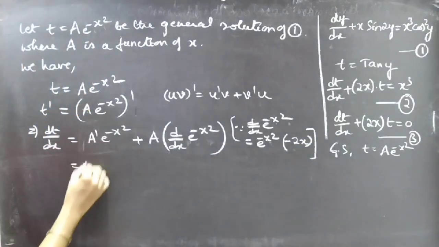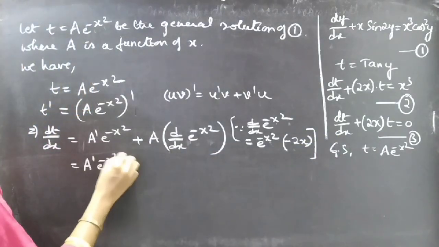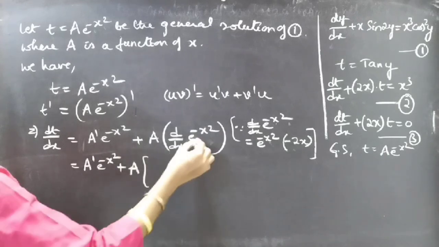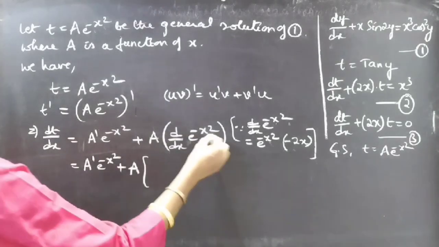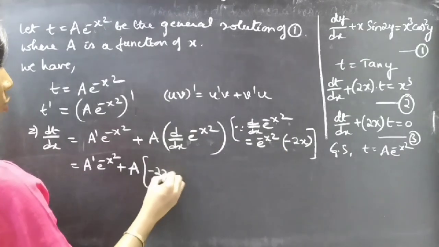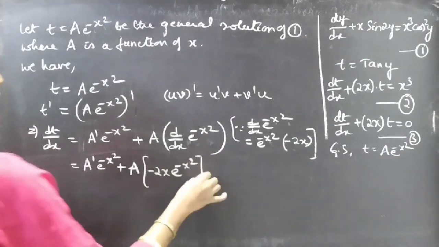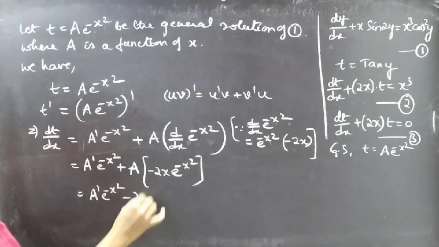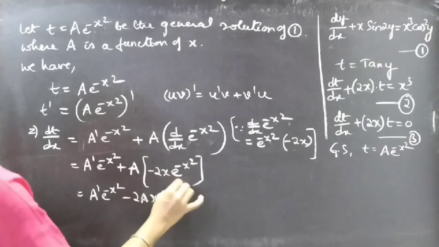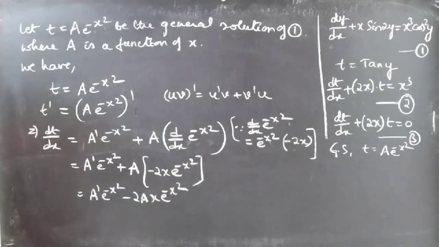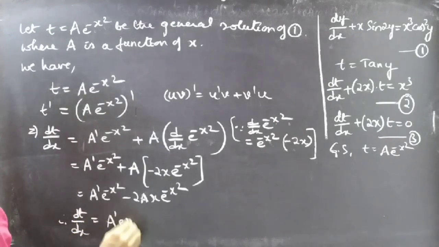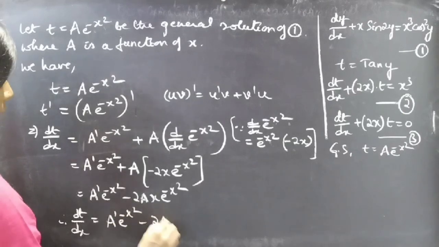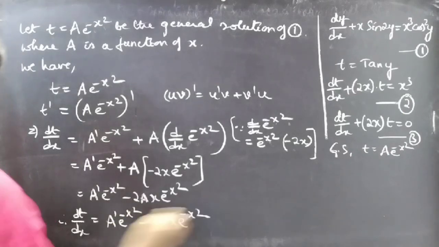This becomes a dash e power minus x square plus a into derivative of e power minus x square, which is minus 2x into e power minus x square. This gives us a dash e power minus x square minus 2a x e power minus x square. Therefore, dt by dx equals a dash e power minus x square minus 2a x e power minus x square.